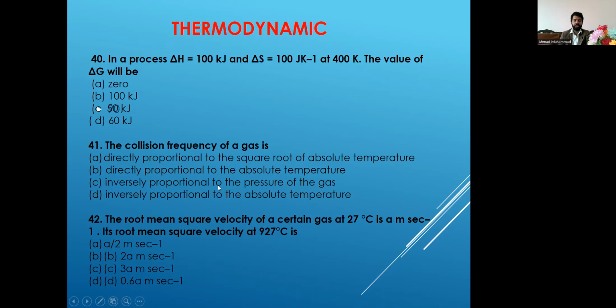the absolute temperature. For question 42, the root mean square velocity of a certain gas at 27 degrees is a meter per second. Its root mean square velocity at 927 degrees is a over 2 meter per second, B option 2a meter per second, and C option 3a meter per second, and option D is 0.6a meter per second. So the right option from these four options is D, where 0.6a meter per second is the right option.